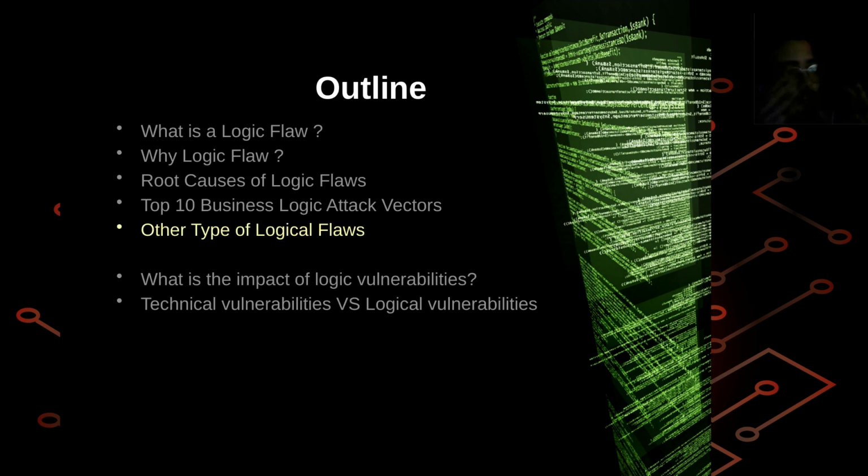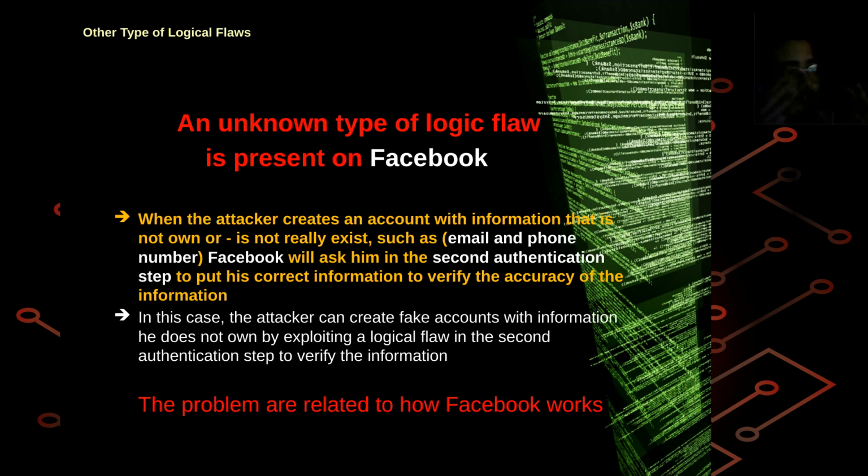And then we have another type of logical flaw. We found it on Facebook. As you can see, an unknown pitfall of logical flaw is present on Facebook. When the attacker creates an account with information that is not owned or does not really exist, like an email or phone number, Facebook will ask him in the second authentication step to put his correct information to verify his identity. In this case, the attacker can create a fake account with information he does not own by exploiting a logical flaw inside the second authentication step to verify this information.